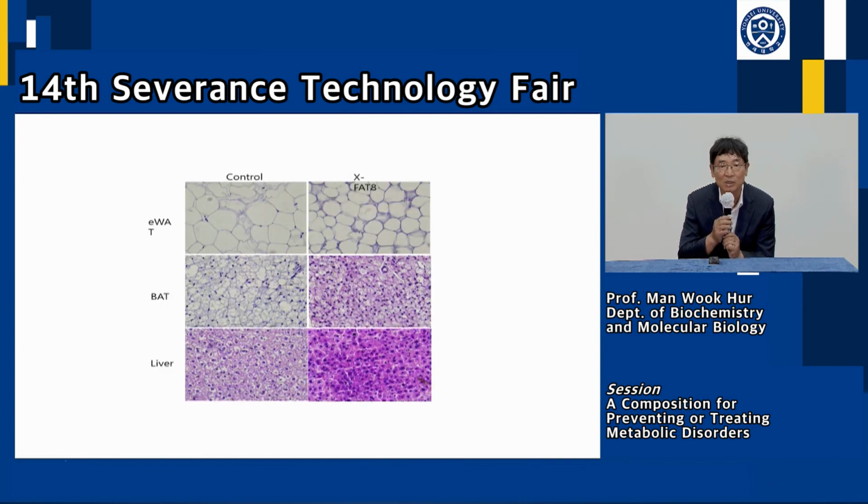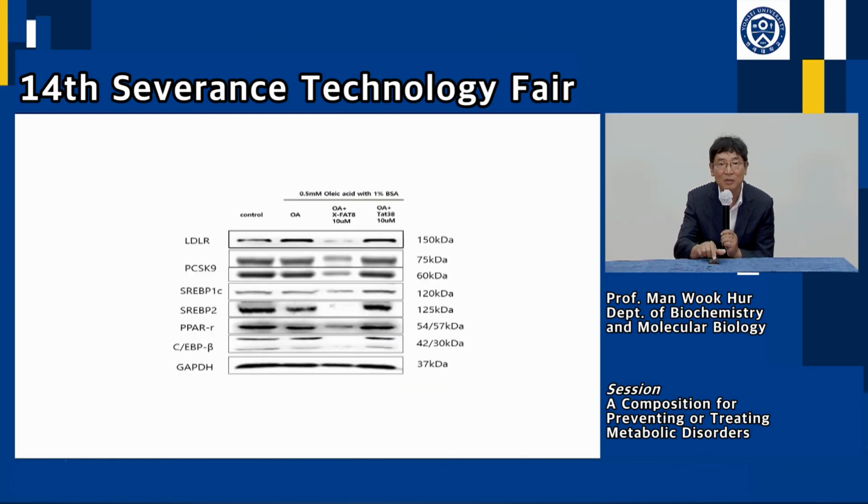Anatomically speaking, a decrease in the size of epididymal white adipose tissues was also observed, with even more evident decrease in lipids observed in BAT and liver. Mechanistically speaking, expressions of those genes related to adipocyte differentiation and synthesis of lipids, such as SREBP, PPAR-gamma, and CEBP-beta, were low.